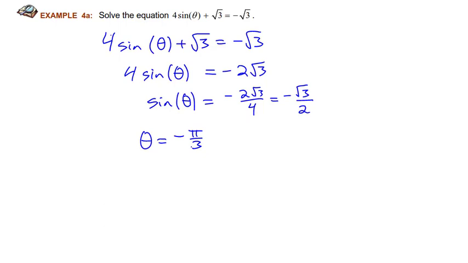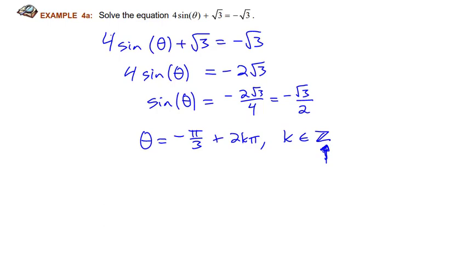Now since the period of the sine function is 2 pi, we can add 2k pi, where k is an element of the set of integers. This set of integers represents all of the whole numbers. So if we add 2k pi, where k is a whole number, to negative pi over 3, we'll get an angle that's coterminal to negative pi over 3. So it'll also have a sine value of negative root 3 over 2 and be a solution to the equation.